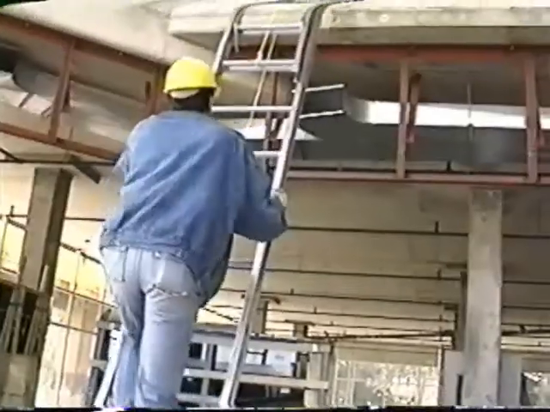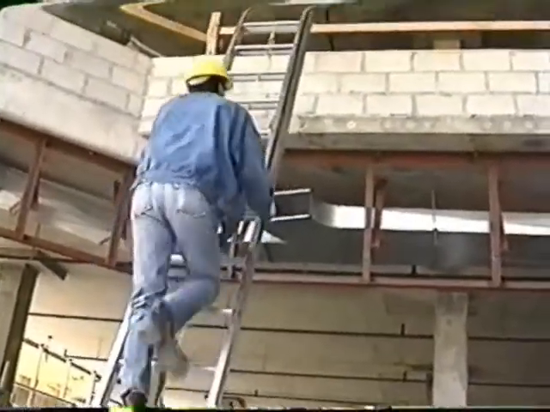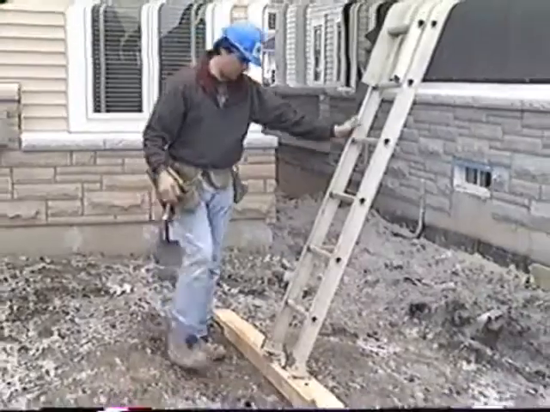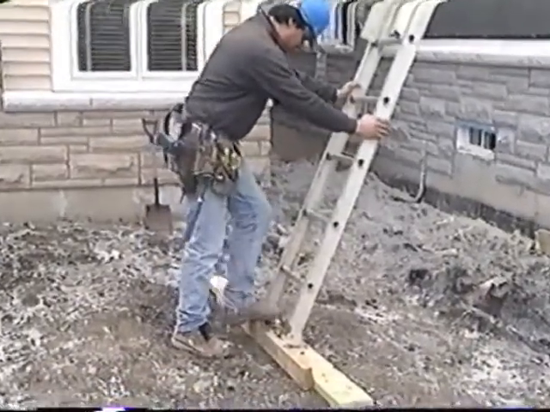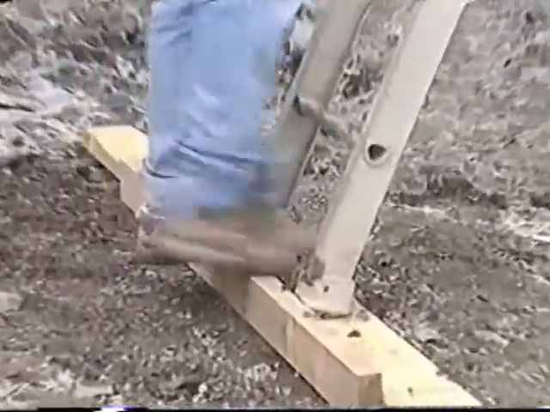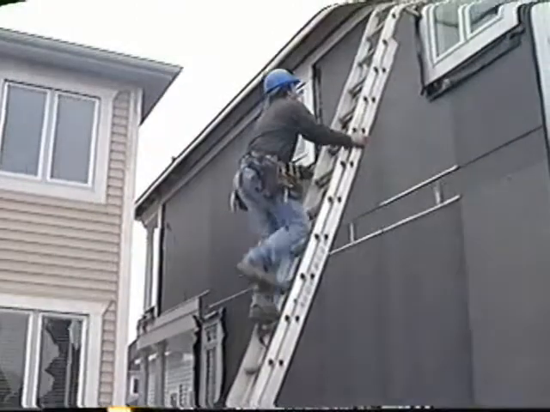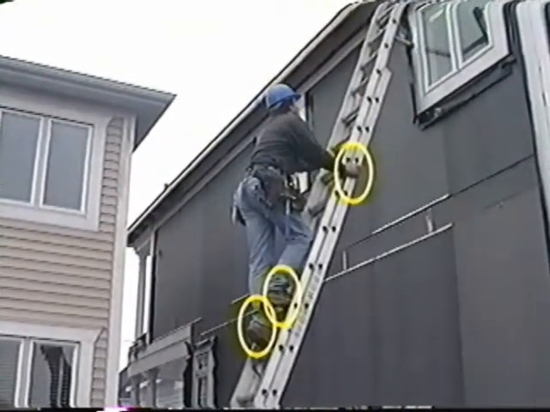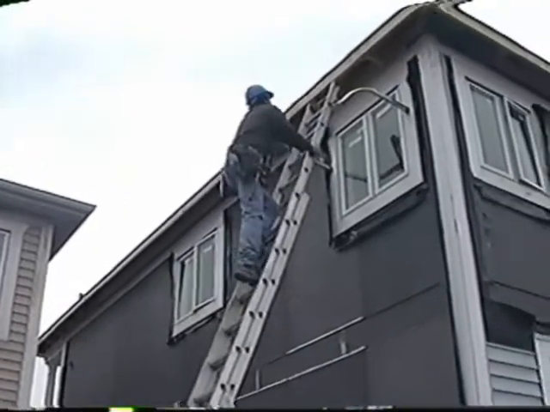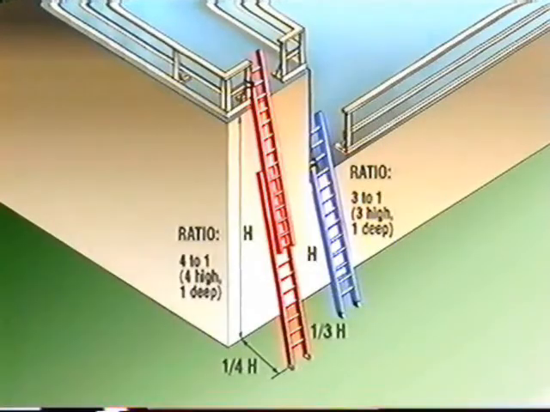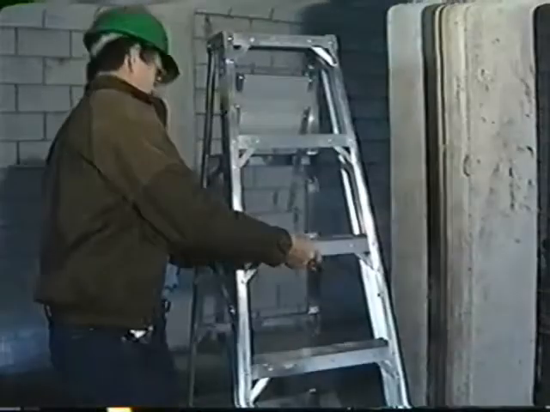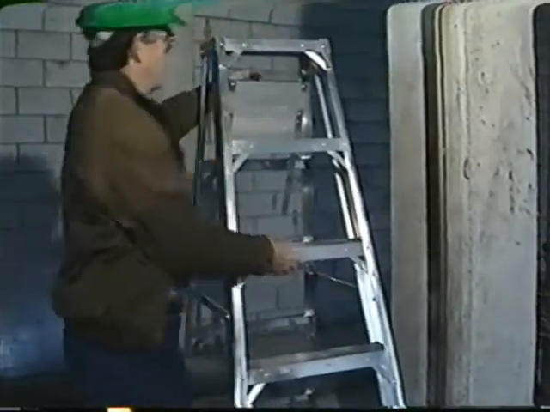Falls from ladders happen all too often in construction. Ladders must be set up and used properly to avoid falls. Set the ladder on firm level footing and keep areas at top and bottom clear of debris. Always face the ladder and maintain 3-point contact when climbing up or down. Don't overreach when using a ladder. Keep your body between the side rails. Make sure the ladder slope is between 1 to 3 and 1 to 4. For step ladders, make sure the legs are fully spread and locked.